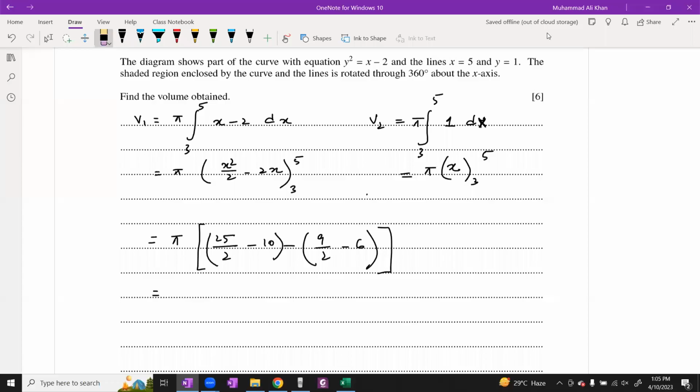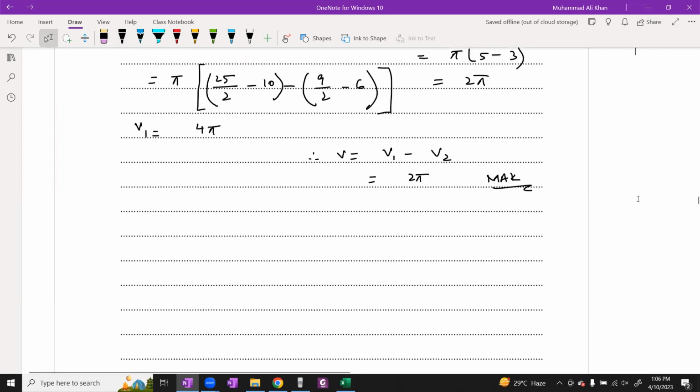So it will be 4 pi, volume 1. Volume 2 calculate karte hai. Upper limit minus lower limit. It is 2 pi. Therefore the final volume is volume 1 minus volume 2. So it will be 4 pi minus 2 pi is 2 pi. This is the volume of the shaded region. Hopefully it is clear.